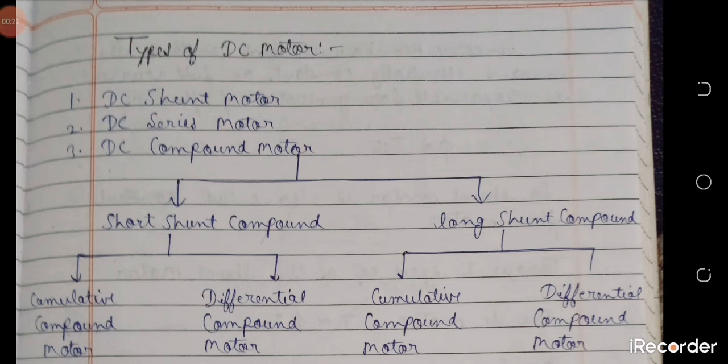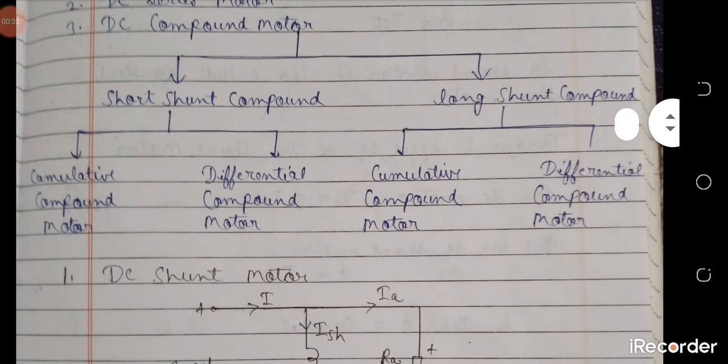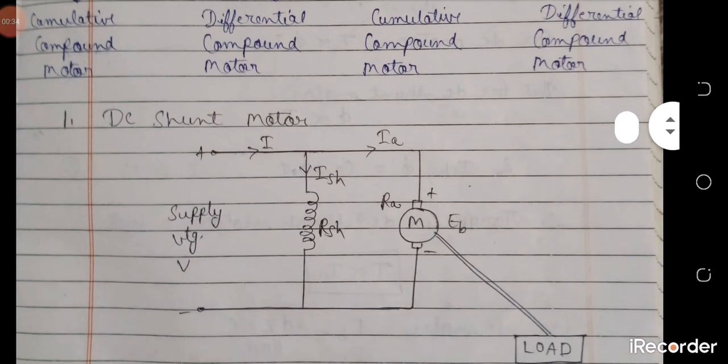Short shunt compound has also two types: cumulative compound motor and differential compound motor, as well as long shunt compound has two types: cumulative compound motor and differential compound motor. So first we will talk about DC shunt motor.